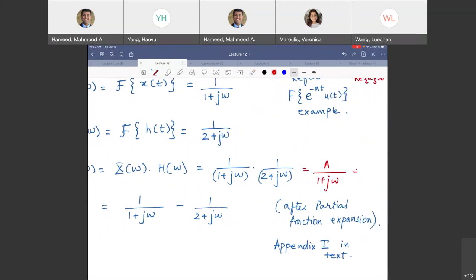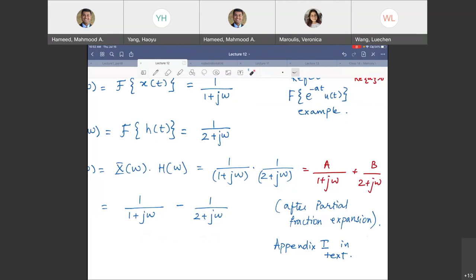So if you got to do this, right? Partial fraction expansion. You guys know this. Find A and then find B, compare coefficients. You get A to be 1, B to be negative 1. That's why you get this. So partial fraction expansion.